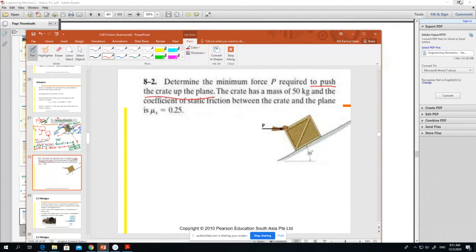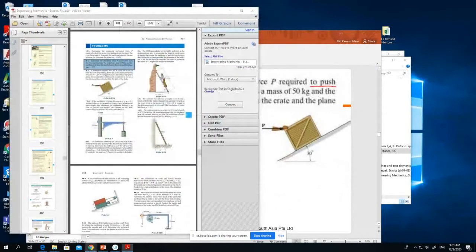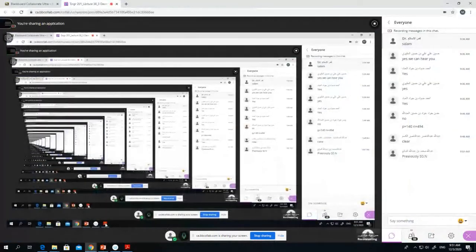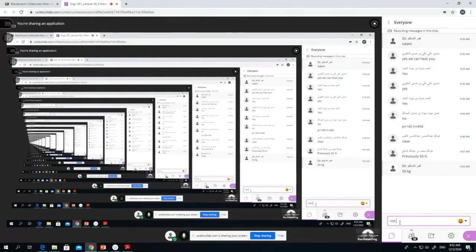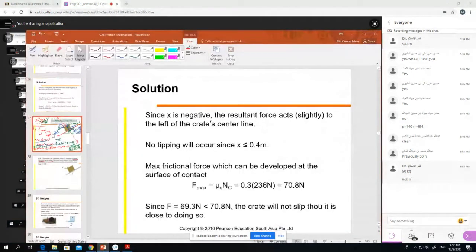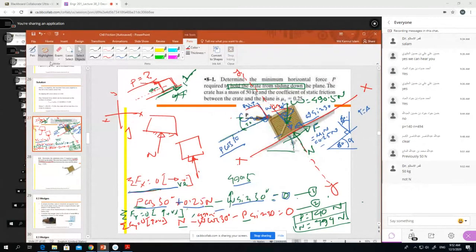Previously it was 50 kilo, 50 kg, not newton. So you need to be careful with the unit, right? Now look at the previous example and what is written there. You need to understand what has been told in the exam. Minimum horizontal force required is to hold the crate from sliding down.